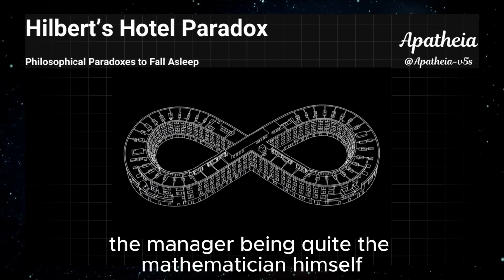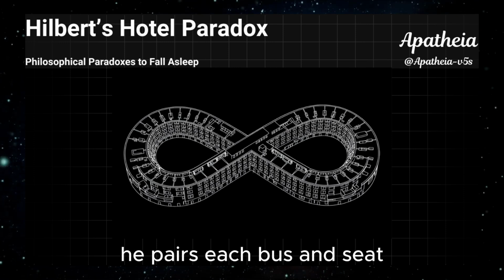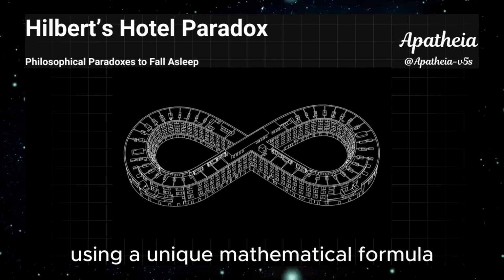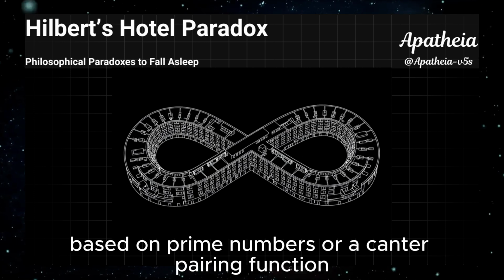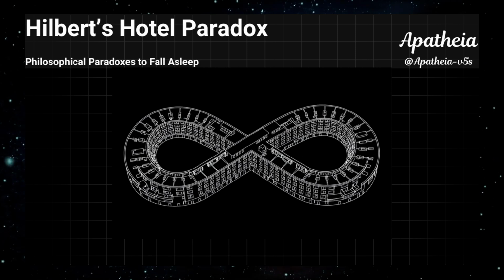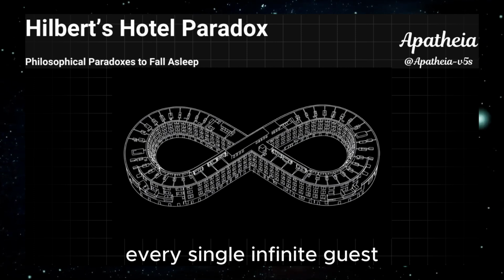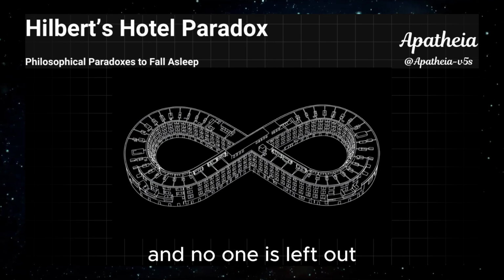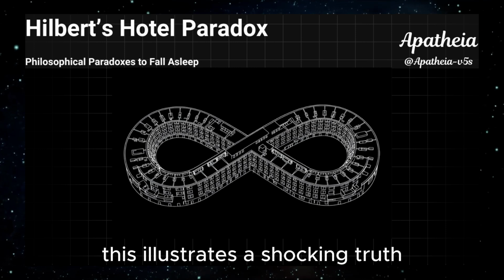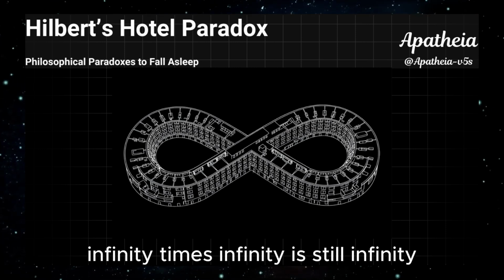The manager, being quite the mathematician himself, uses a clever trick from number theory. He pairs each bus and seat using a unique mathematical formula, perhaps by assigning each guest a room based on prime numbers or a Cantor pairing function. The point is, there's a way to do it. Every single infinite guest from every infinite bus gets a unique room, and no one is left out. This illustrates a shocking truth. Infinity times infinity is still infinity.